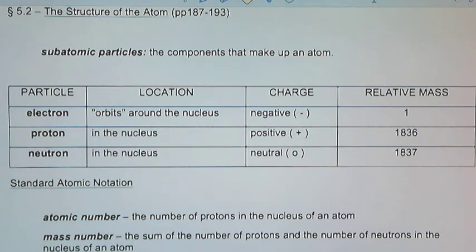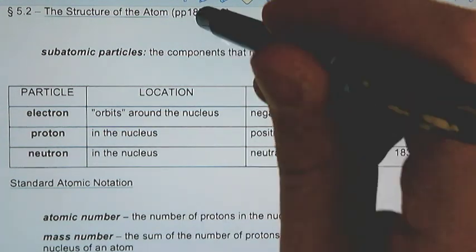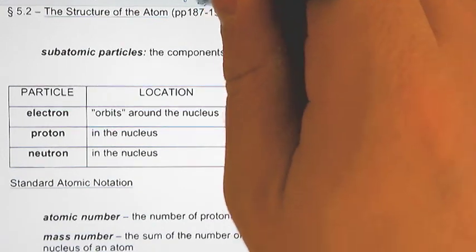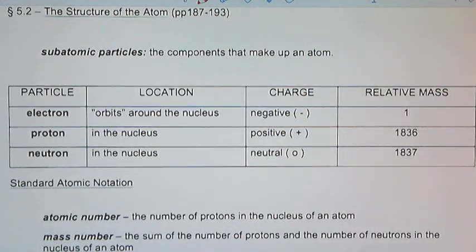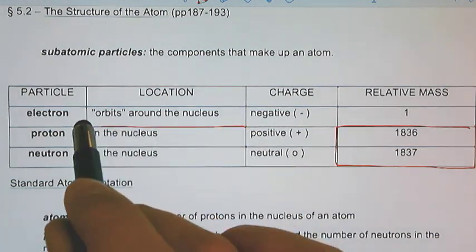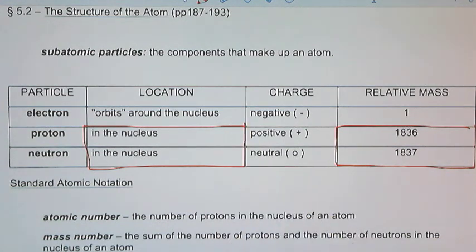The third subatomic particle is also located in the nucleus. We said it has no charge, therefore it's neutral. And it too weighs almost exactly as much as the proton and almost 2,000 times more than the electron. So if you take a look at the subatomic particles that make up an atom, we can see that most of its mass comes from the protons and the neutrons, and therefore most of its mass is found in the nucleus of the atom.